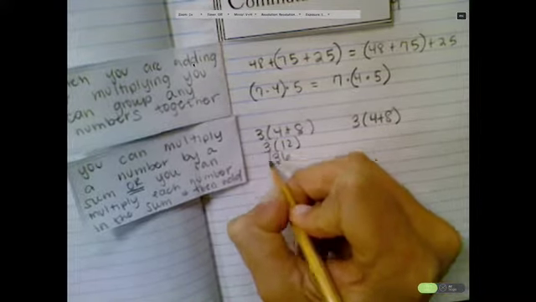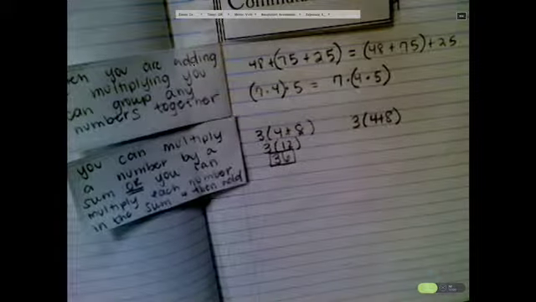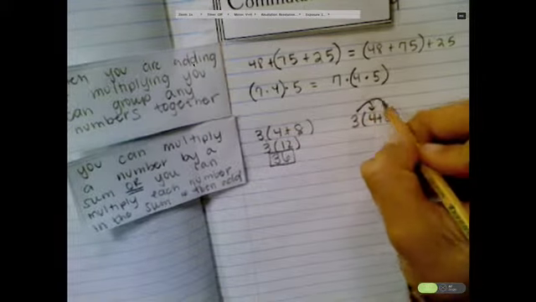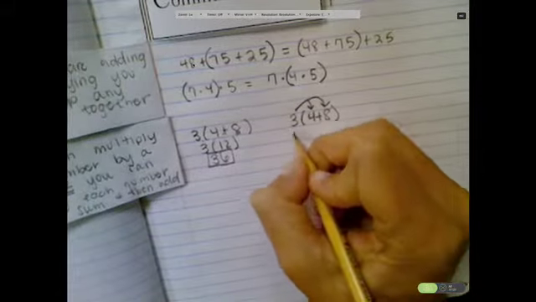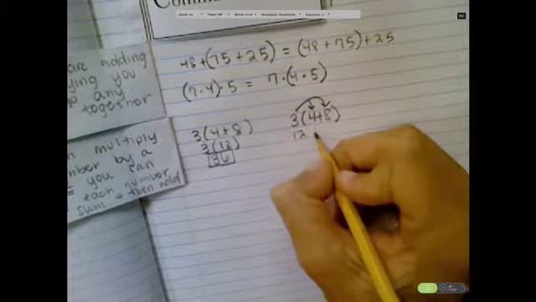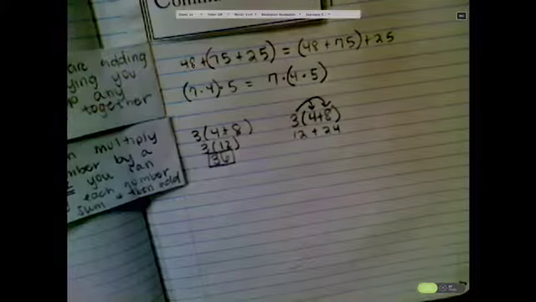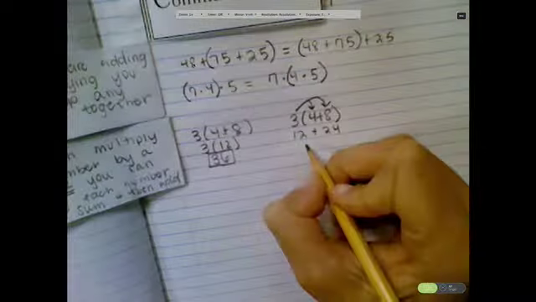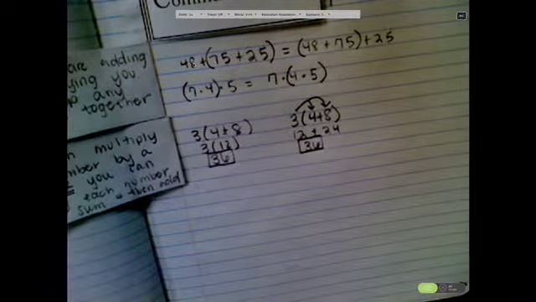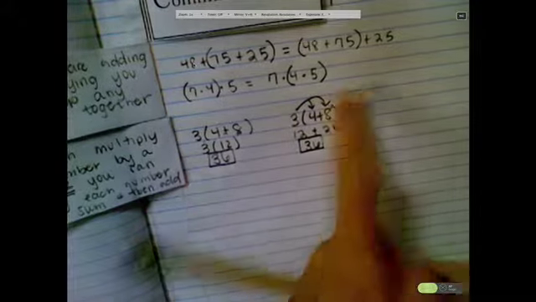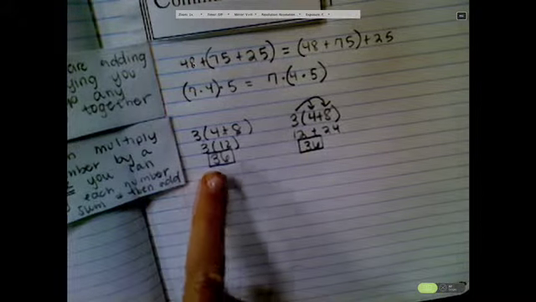Okay. Or you can multiply first. So you're going to distribute 3 to the 4 and the 8. So 3 times 4, 3 times 8, and 12 plus 24. Good. Now, normally in this type of example, we would probably choose to do it this way, okay?